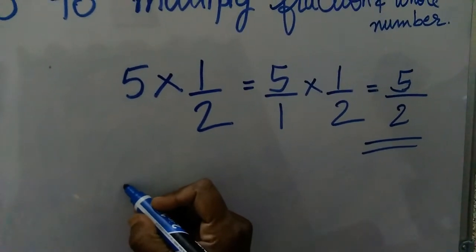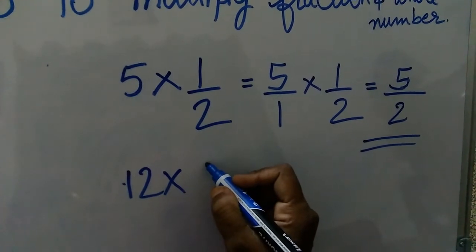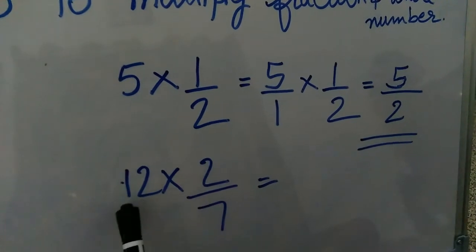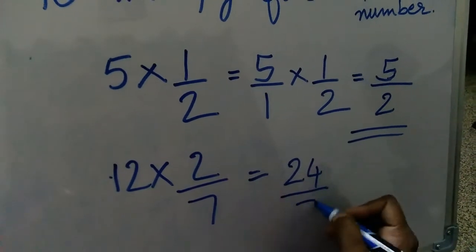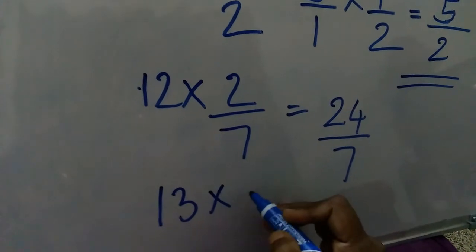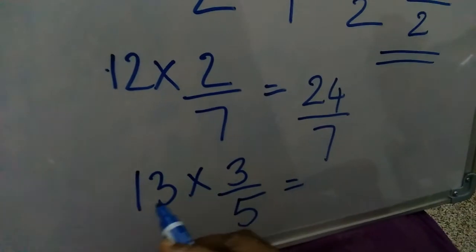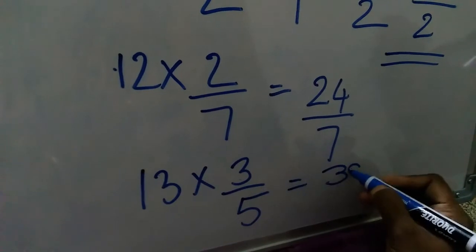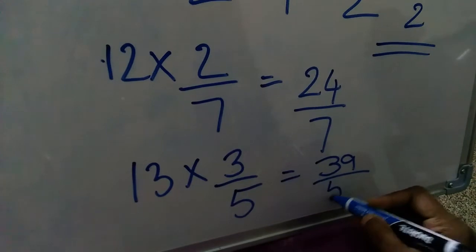Now, another example. 12 into 2 upon 7. That is 12 into 2, 24 upon 7. Another, 13 into 3 upon 5. How can we multiply? Multiply the numerators. 13 into 3, that is 39, upon the denominator. Here it is 1. 5 into 1, 5. 39 upon 5.